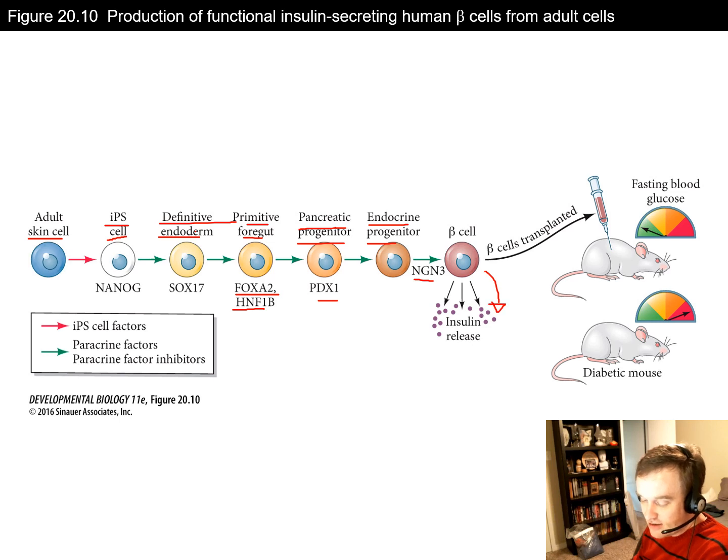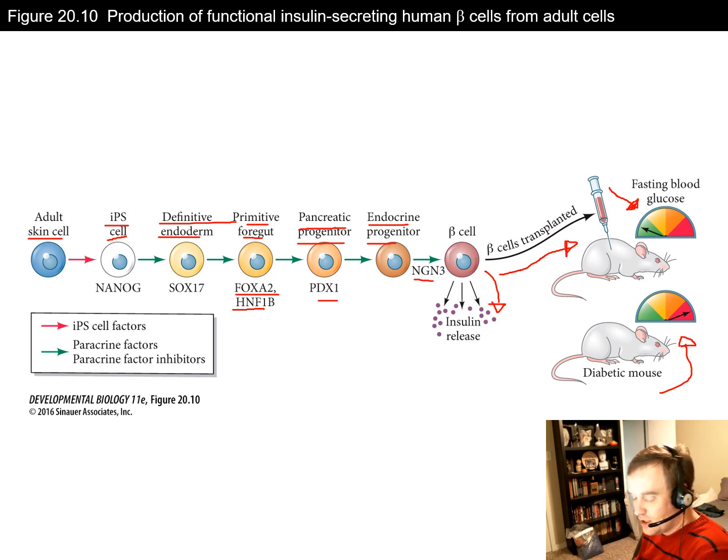And these beta cells, which are producing insulin and releasing it into the environment, we can then transplant into a mouse that was deficient in these cells before and was unable to metabolize glucose in fasting. We're able to restore that function in the mouse with these induced pluripotent stem cell derived beta cells, compared to a diabetic mouse that had no ability to process this glucose when fasting.